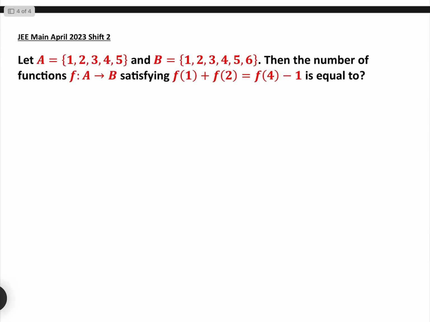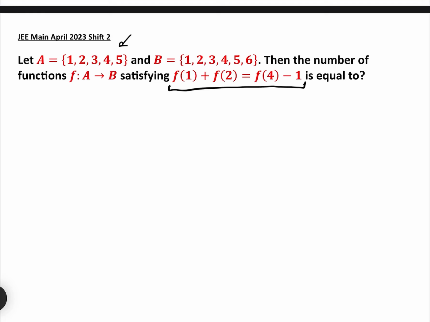Okay, so let's go on to the last one. You can see they're all different, and you just have to really try and examine the question. So anyone who wants to do this, try and pause the video. Okay, so we got A is 1, 2, 3, 4, 5, that's the domain, and B is 1, 2, 3, 4, 5, and 6. Then the number of functions A to B satisfying f1 add f2 equals f4 minus 1 is equal to what?